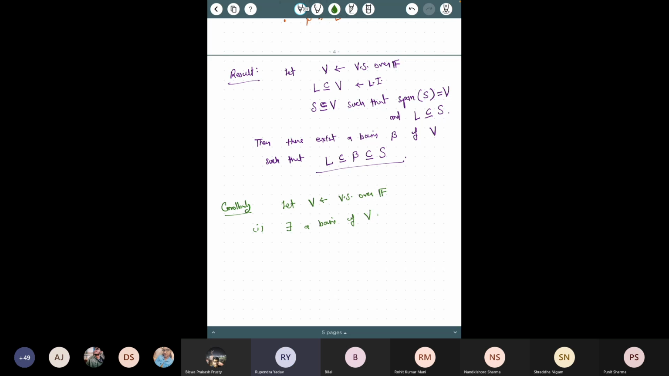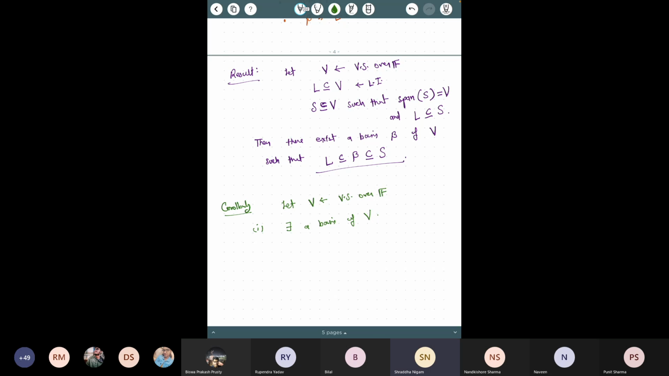Span of V is V. So then there exists a basis beta of V such that V is a subset of beta and beta is a subset of V. See, you want to use this result. So you are giving me a spanning set. Yes, sir. For every vector space there is a spanning set, and when we extract all the linearly dependent vectors from the spanning set, then the remaining collection of linearly independent vectors will form the basis for V.